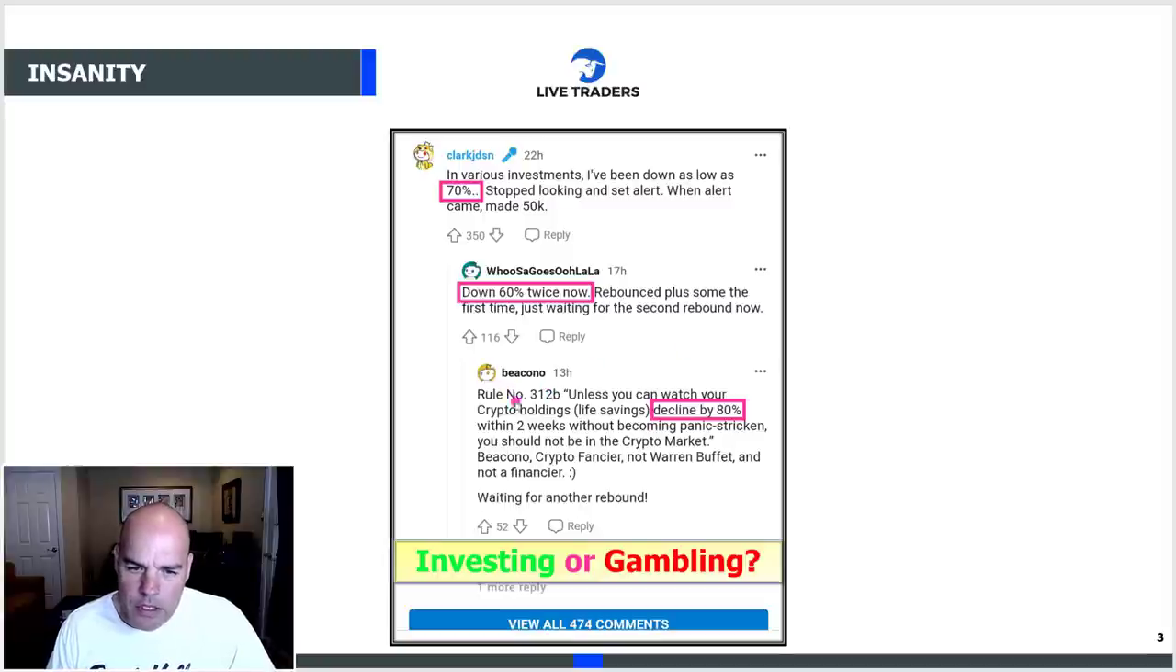Rule number, this is obviously a joke, but rule number 312B: unless you can watch your crypto holdings, quote, life savings, decline by 80% within 2 weeks without becoming panic-stricken, you should not be in the crypto market, okay? I mean, guys, is this investing or gambling, right? I should have put the charts in here. Not every company comes back.